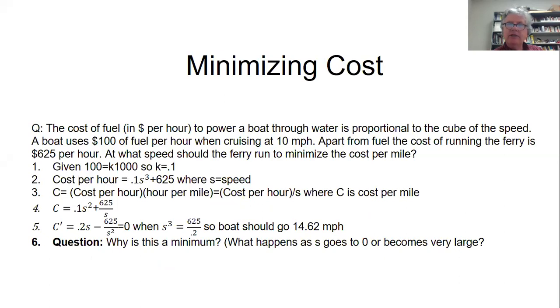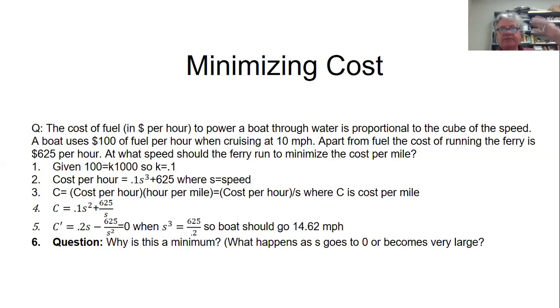So here is a different question, minimizing costs this time. Instead of maximizing something, we're going to minimize something. We know that the cost of fuel in dollars per hour to power a boat through water is proportional to the cube of the speed. A boat uses $100 of fuel per hour when cruising at 10 miles per hour. Apart from fuel, the cost of running the ferry is $625 per hour.